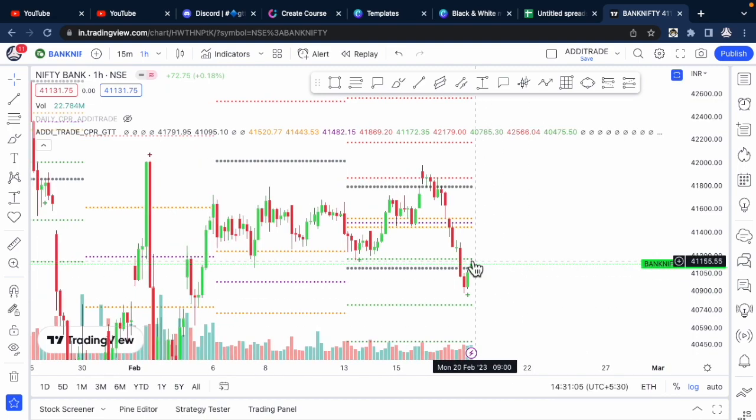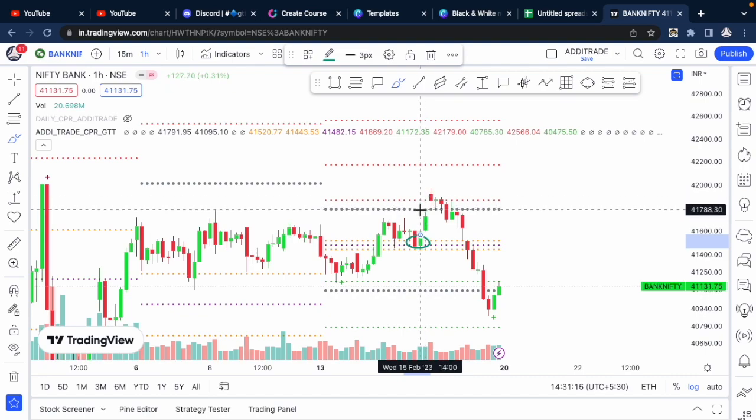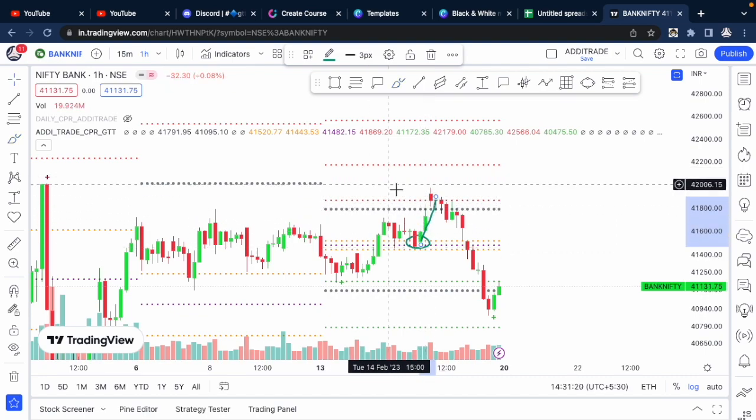Obviously we cannot take a positional trade based on this, but our view is on the hourly time frame. You see this type of candle taking support at the CPR, so our view should have been we might hit this previous week high or R1, which exactly did happen.